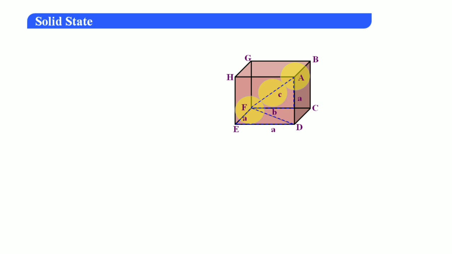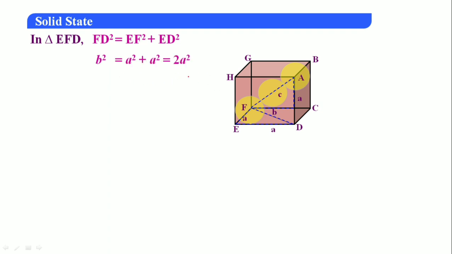Okay, now here we'll consider the same triangle which I explained just now. Now you can see triangle EFD. If I consider triangle EFD first, FD square is equal to EF square plus ED square, correct? So now B square, that is FD is equal to B, right? So B square is equal to A square plus A square, 2A square. So B is equal to root 2 A, you can write.